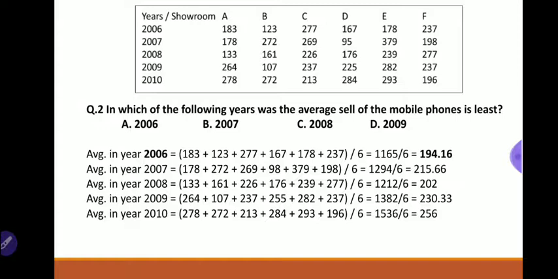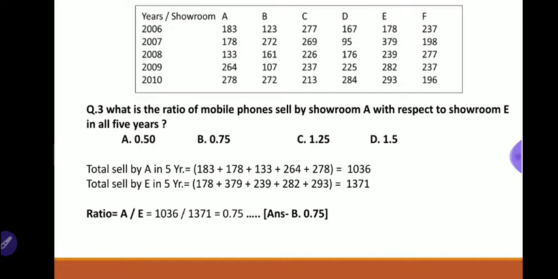So in a few questions you need to apply your mind also. Next question, third: what is the ratio of the mobile phones sold by showroom A with respect to showroom E in all 5 years? So in all 5 years, whatever number of cell phones were sold by A, its ratio with respect to the sales of showroom E is asked.